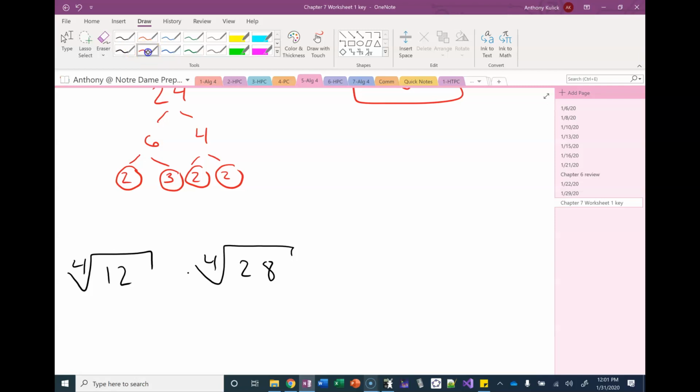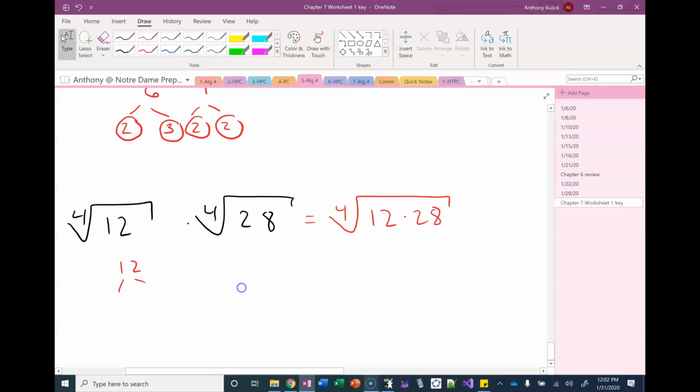What if we have the 4th root of 12 times the 4th root of 28? Well, let's first write it as one radical. Okay with that? Okay. And now let's do the prime factorization of 12. So what two numbers multiply to give us 12?